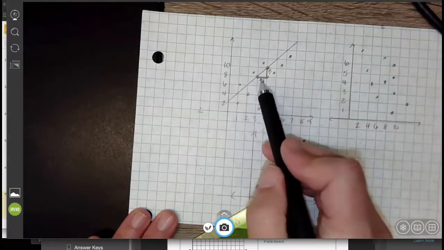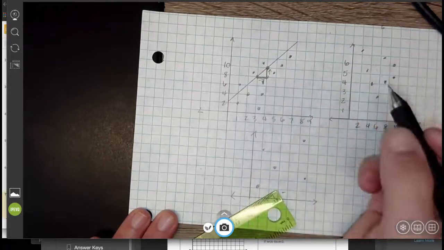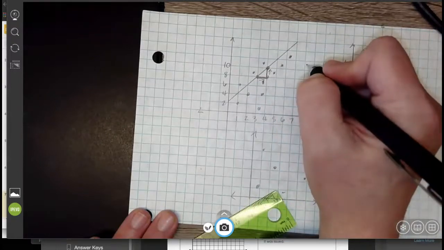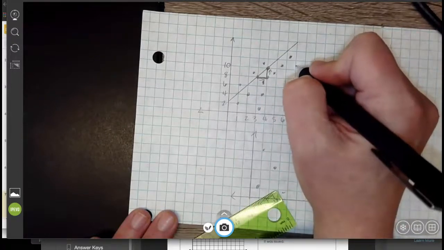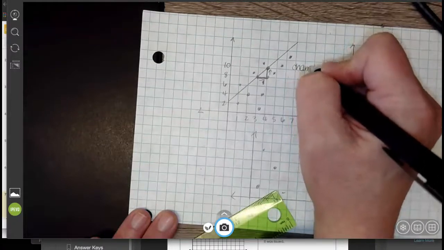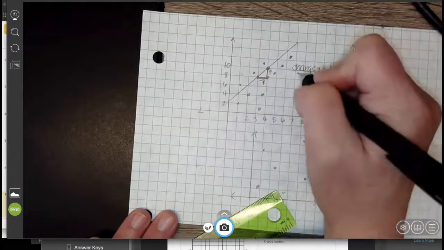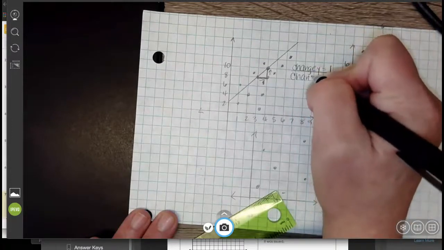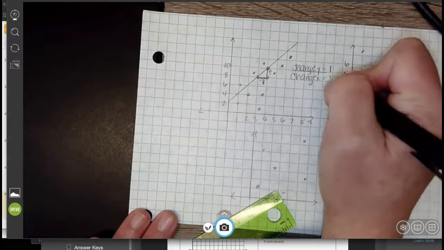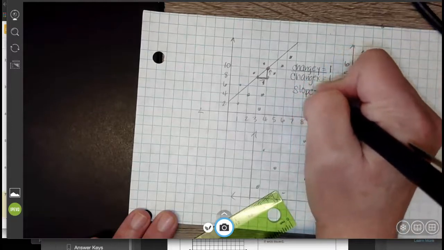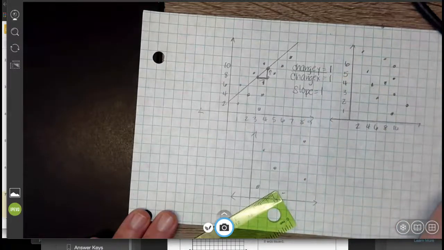So when I look here, I went 1 unit across, and then I went 1 unit up. So my slope, my change in y equals 1, I went up 1 unit, divided by my change in x, which also equals 1 unit, so my slope equals 1. Okay? Now the other part is to find the y-intercept.